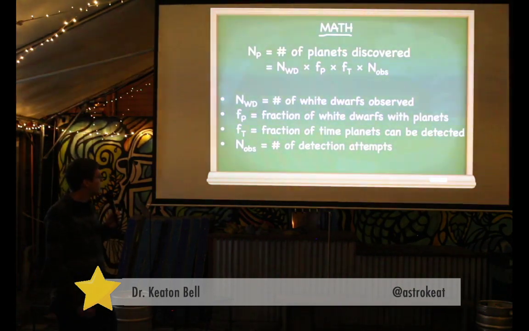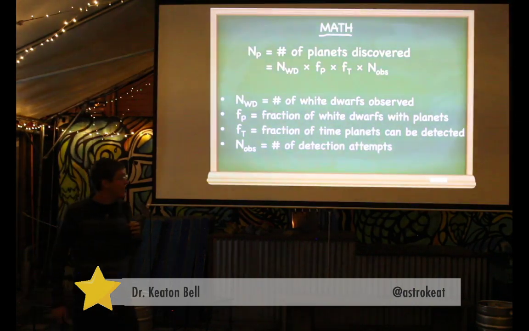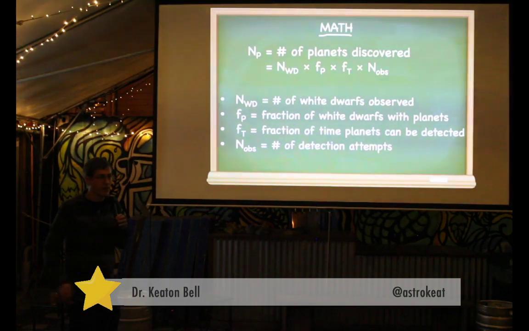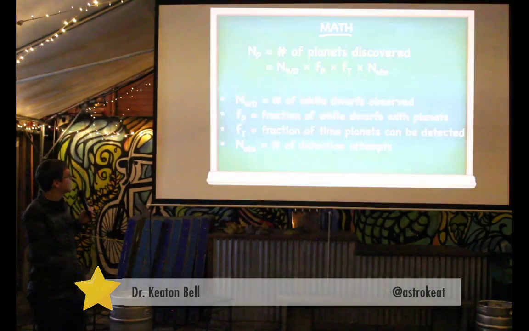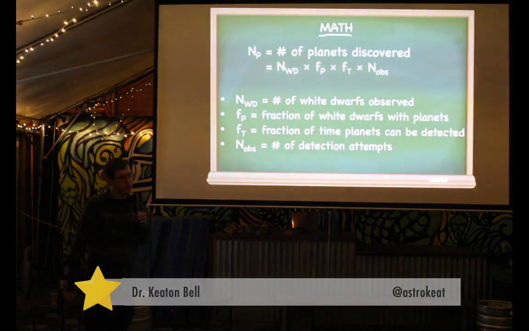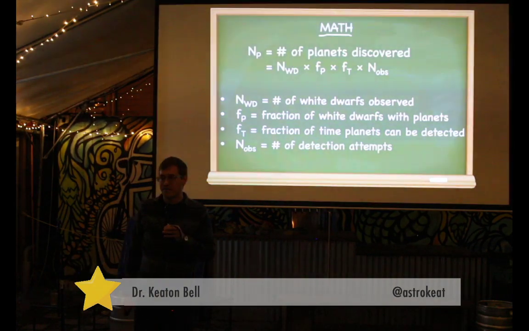So let's walk through each of these terms in turn and explore what these numbers might look like, try to see whether it's a good idea to invest my time in looking for this, or if I'm totally destroying my career on some wild goose chase. So the first term here is the number of white dwarfs observed, and for this we really benefit from measurements of stellar parallax.